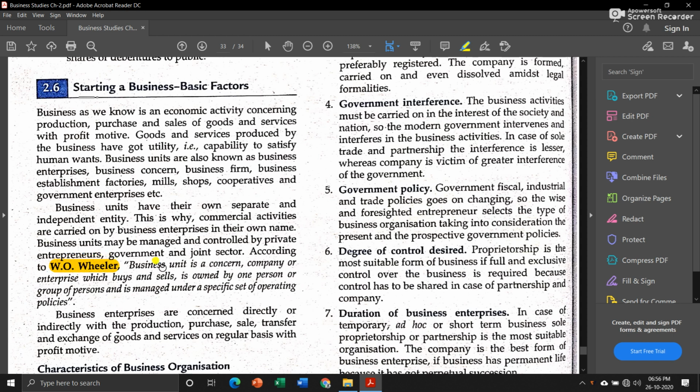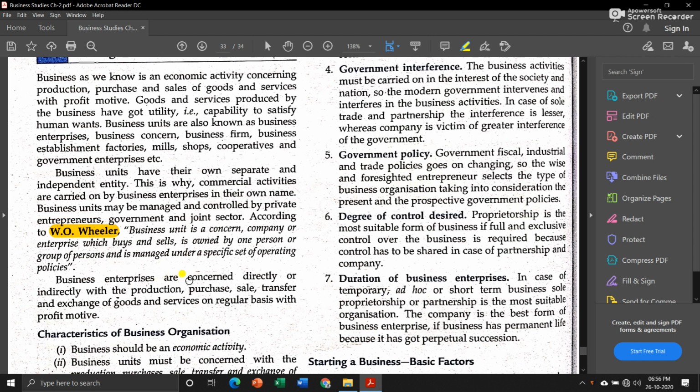According to W.O. Wheeler, a business unit is a concern, company or enterprise which buys and sells. Now, business can be anything, a company or enterprise whose basic function is to buy and sell, is owned by one person or a group of persons, and is managed under a specific set of operating policies. It can be owned by one person or several persons, and is operated under certain specific policies.